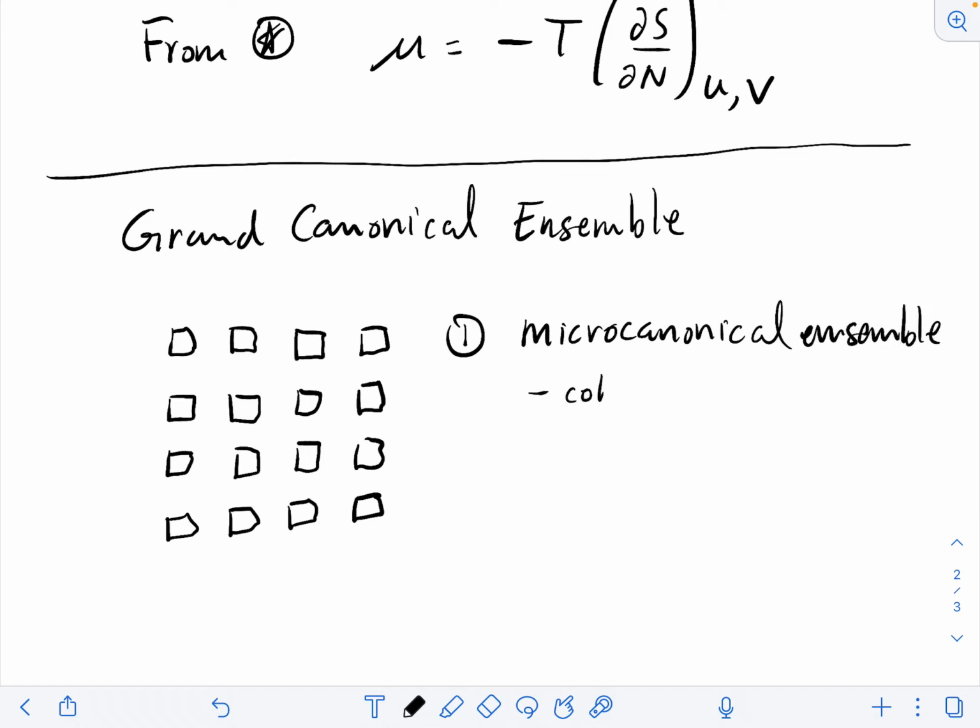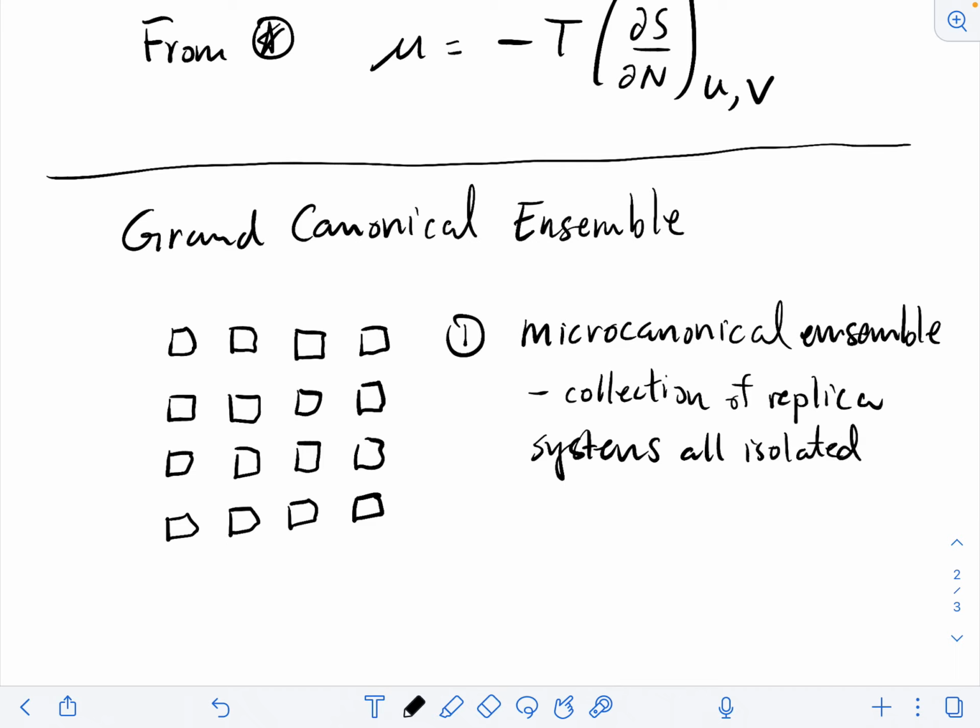This is a collection of replica systems, all isolated from one another. One of the results from the microcanonical ensemble was that the entropy for these isolated systems could be written as Kb ln W.